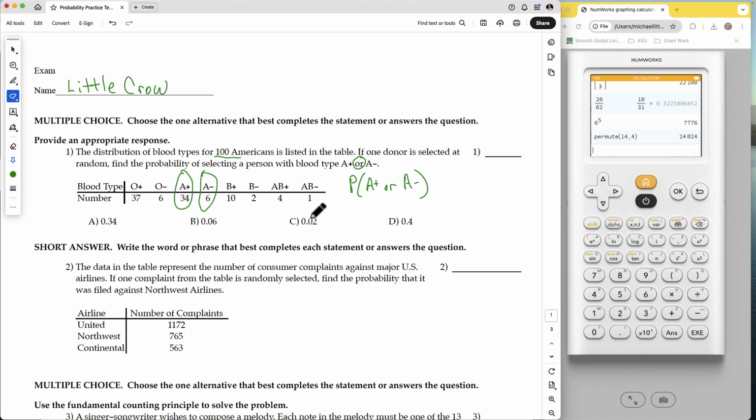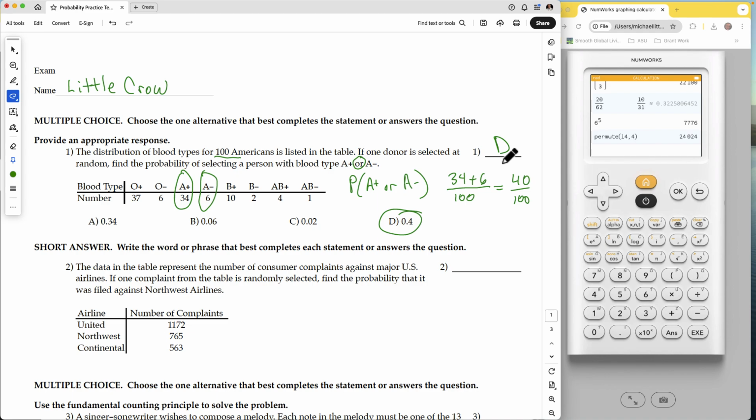This is out of 100 Americans. You might want to double check and make sure that this is all accounted for: 37, 36, 34, so there's 40, 77, 87, 97 plus 3 is 100. Okay, added them all up. So it's going to be 34 plus 6 all over 100, which is 40 over 100, which is 0.4. It's this one right here, D.